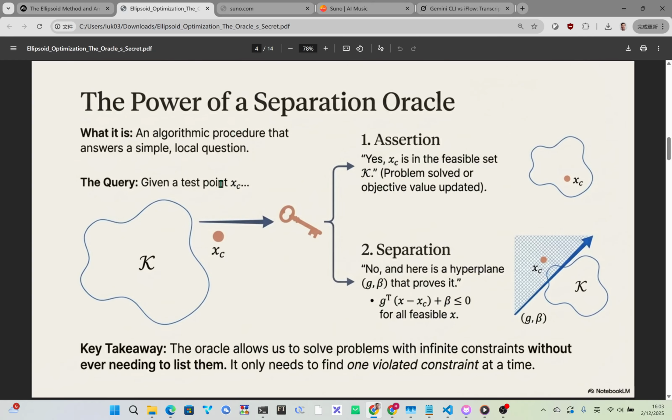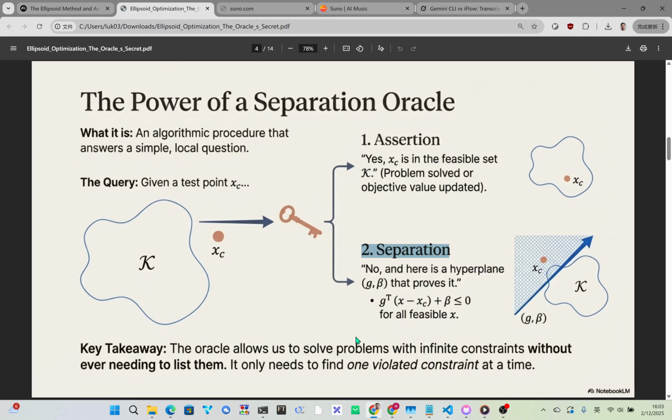Two possible replies. The first one is assertion. If x is feasible, then we know we're either done or we update our objective value and keep going. And the second response? The second, and this is the crucial one, is separation, or the cut. If x is not feasible, the oracle has to return a hyperplane. Think of it like a flat geometric slice that proves x is infeasible. And that cut is what slices a piece off the ellipsoid. It slices it away from the solution space.